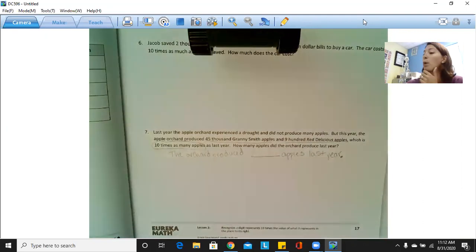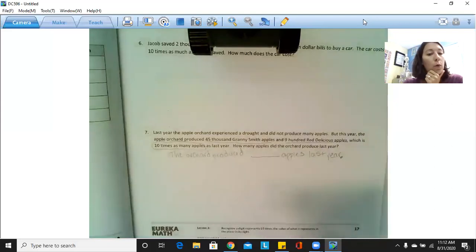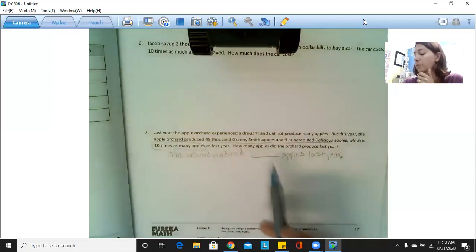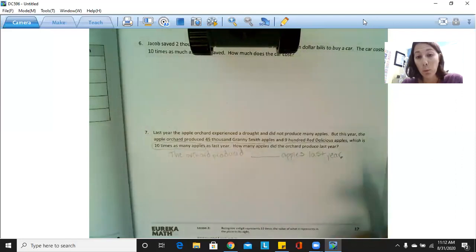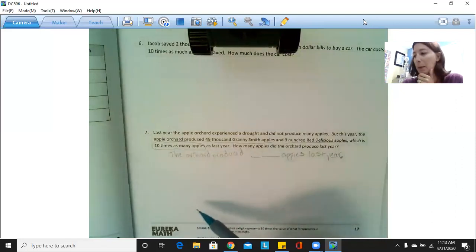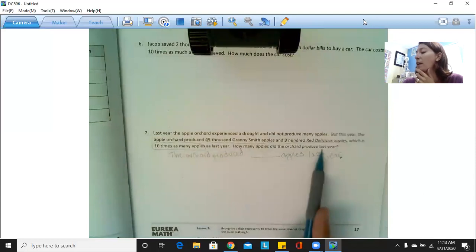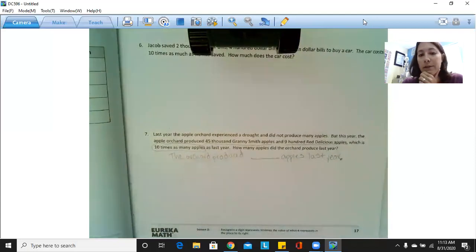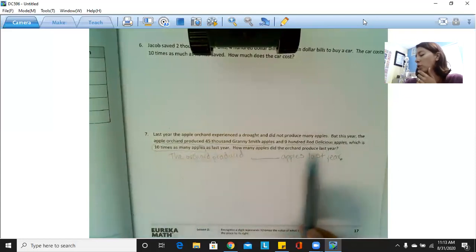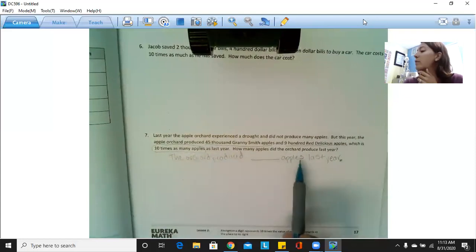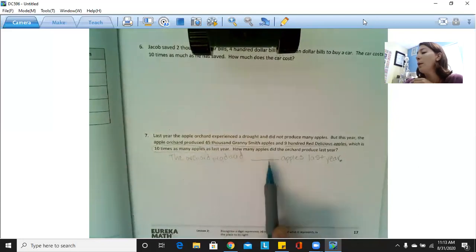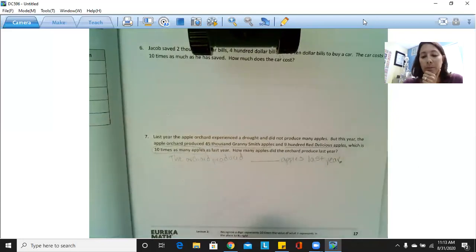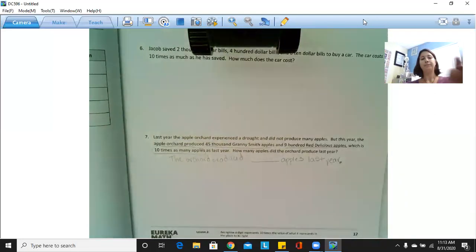Well, I'm one step ahead of you, and I'd like for you to do this as well. The first thing I did according to our problem solving steps, not the first thing, but one of the first things that you always have to remember to get into the habit of doing is taking your question and rewriting it as an answer statement with a blank. So I took how many apples did the orchard produce last year, and I turned it into a statement. The orchard produced blank apples last year. So now when I'm finished, all I have to do is fill in the blank.